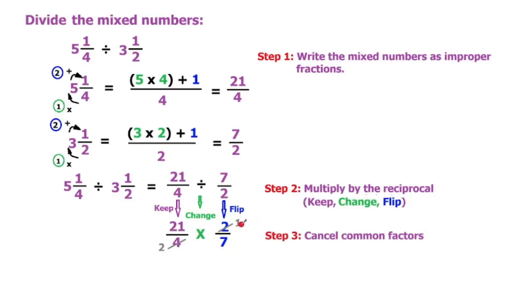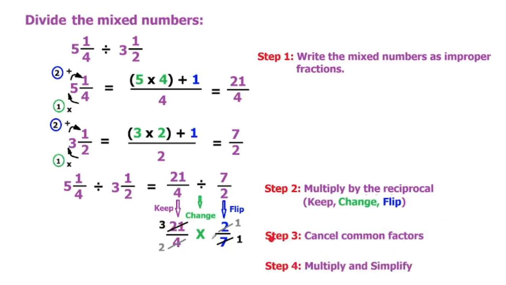2 crosses out, becomes 1, 4 becomes 2, right? 2 fits into 4 twice. Now let's do the 7 and the 21. 7 fits into 21 3 times. So 7 becomes 1 and 21 becomes 3.